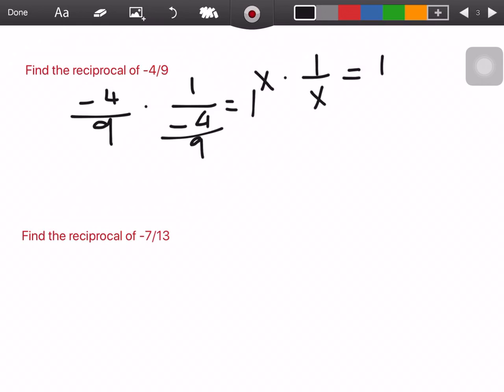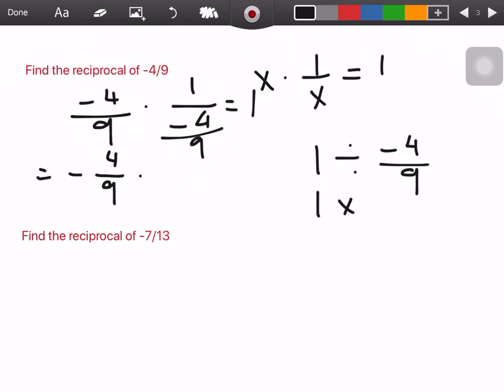Same thing as the other question. We're going to rewrite this so it looks better. It's basically telling you 1 divided by negative 4 over 9, and this can be changed to a multiplication because we just flip it around. When you flip it, you get 9 over negative 4. As a result, you get 9 over negative 4, which is equal to 1.